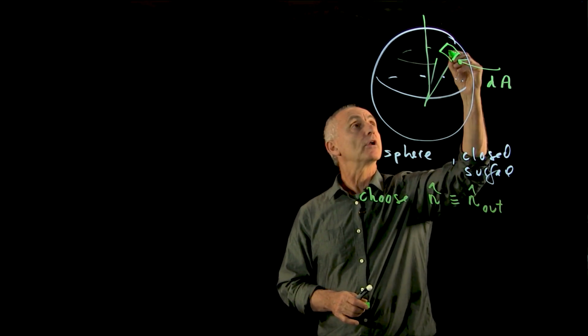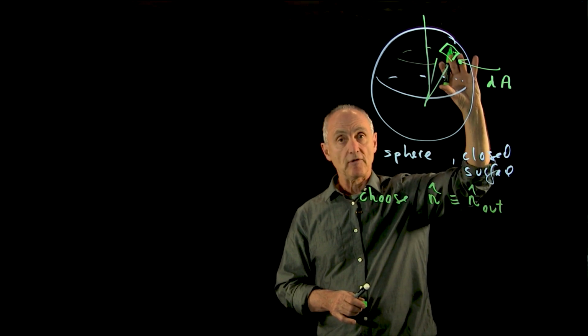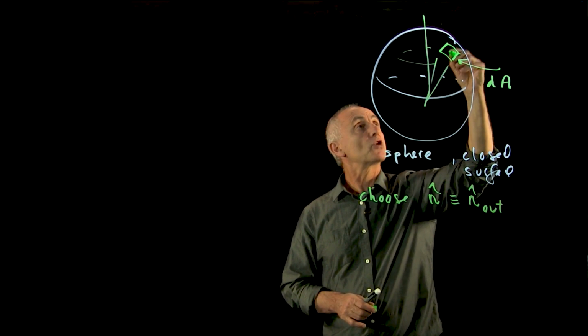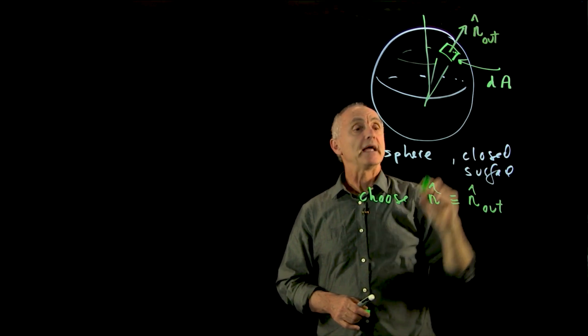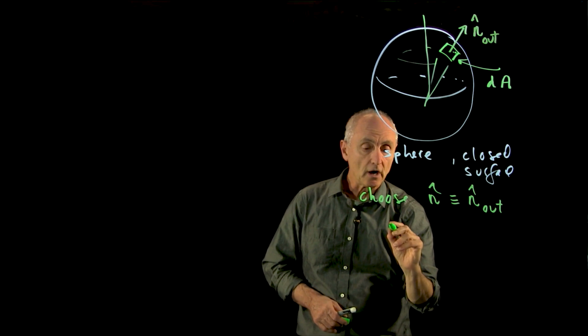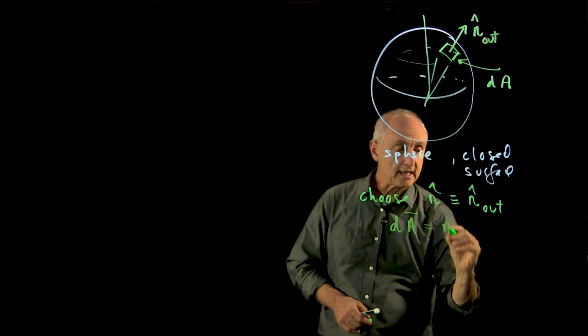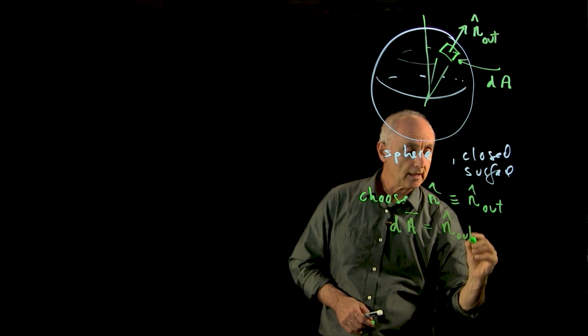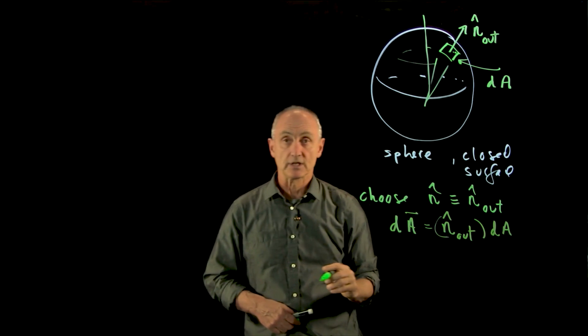This points outward. Remember, any surface has two different directions. And for a closed surface, there's always a well-defined sense of what we mean by n hat out. And so for our closed surface, our area element, dA, we write as n hat out, and we multiply it by the area of the element.